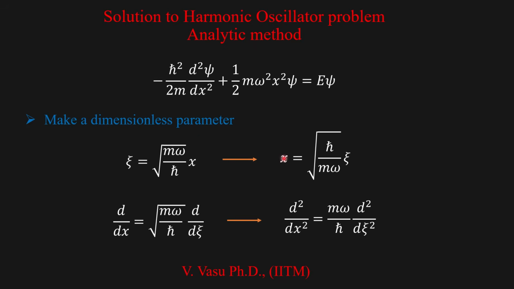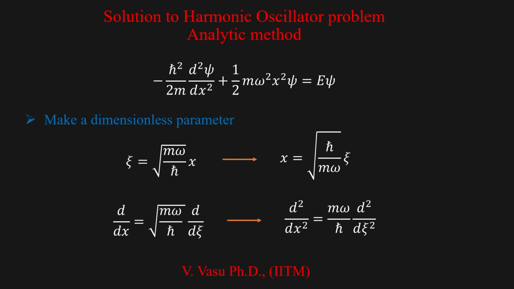Then what about x? You bring the square root term to the other side. Then x will become square root of h cross over m omega times z. If you differentiate d by dx, remember that this will become inverse, so square root of m omega over h cross d over dz. Similarly, if you take again d by dx, it will become d2 over dx2. Then you have to take the square of this, and this will become m omega over h cross, d2 over dz2.